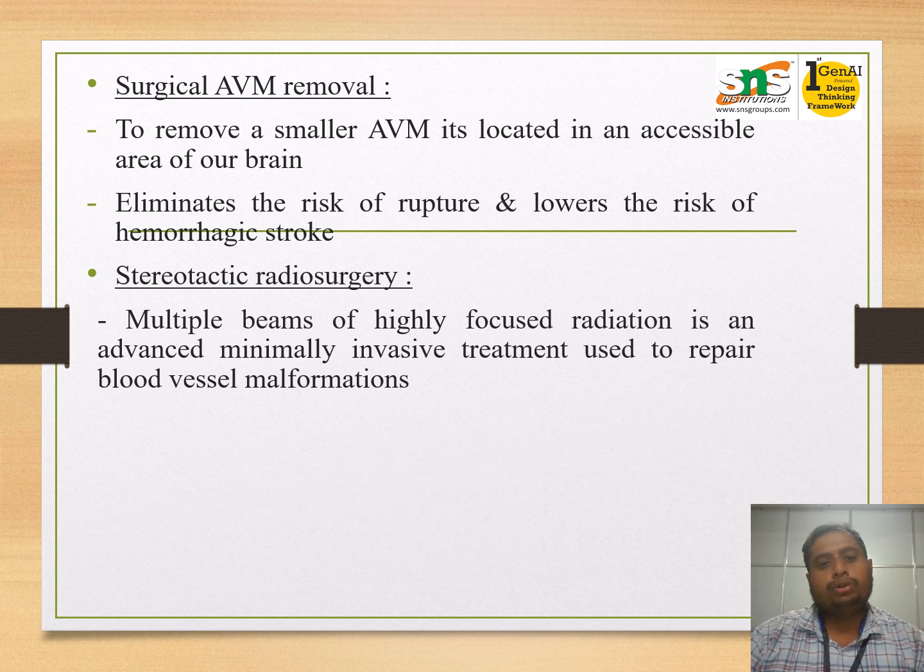Surgical AVM removal is done for a small AVM located in an accessible area of the brain. It eliminates the risk of rupture and lowers the risk of hemorrhagic stroke. Another method is stereotactic radiosurgery. Multiple beams of highly focused radiation is an advanced, minimally invasive treatment used to repair blood vessel malformations.